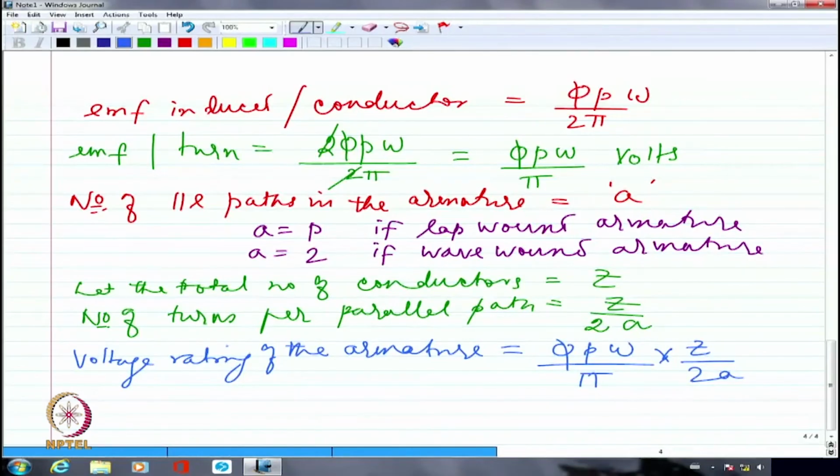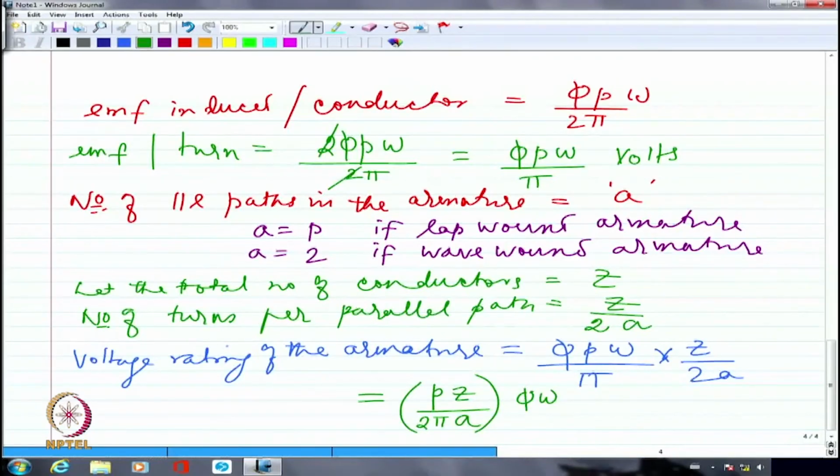Right? So let me write this a little differently. I am going to say P is actually the number of poles which is already decided for a given machine. Z is the number of conductors which is also decided for a given machine. A is also decided for a given machine. 2 pi of course is a constant, so I am going to write like this, multiplied by phi omega.